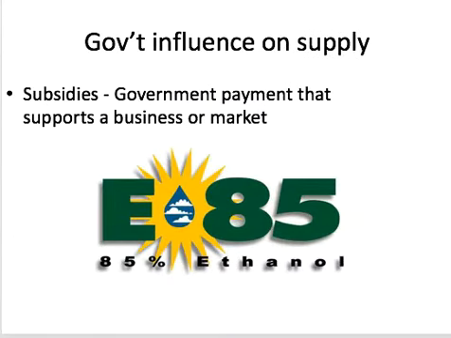All right, other things that can affect the supply. Government subsidies. So if the government is really trying to back certain types of industries, it can provide a subsidy. And a subsidy is a government payment to support a business or market. In Chapter 4 on the test, it talked about E85 ethanol.